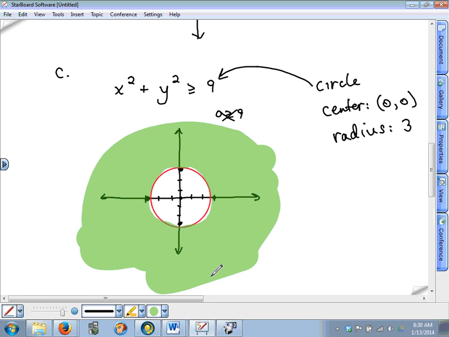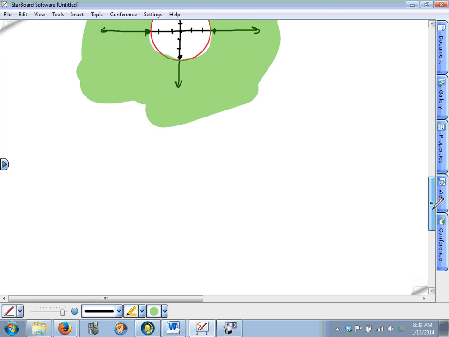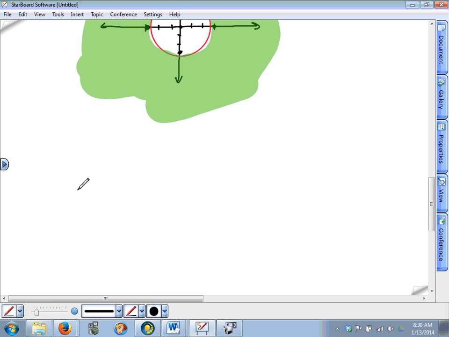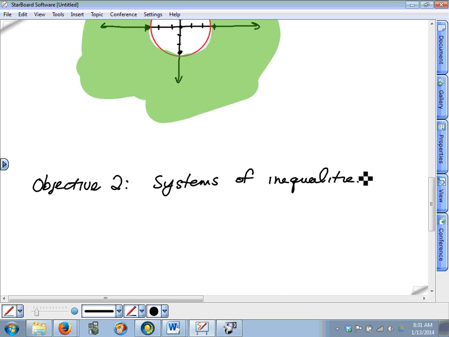Okay. So those are the 3 main types of graphs you're going to have to graph: linear, parabolas, and circles. Now we just have to combine them. Maybe it's going to be a linear with a circle, or a parabola with a circle, and you've got to figure out where the double shaded area is. So let's get into it. Objective 2 is systems of inequalities.